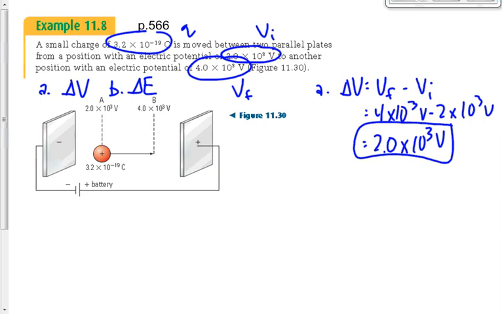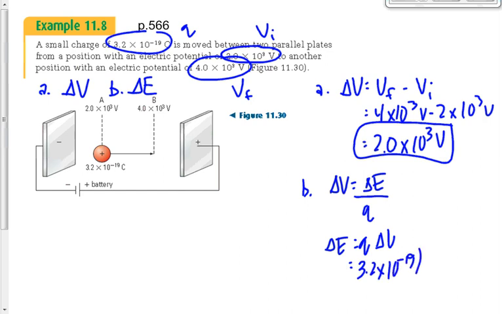Now we want to find potential energy change. Let's say now delta V is equal to delta E over Q. Let's use my other equation, but let's rearrange it. I get delta E is equal to Q times delta V. Q is 3.2 times 10 to the minus 19 coulombs times the potential difference of 2 times 10 to the 3 volts. Not 4 times 10 to the 3 because that's that value right there. It's 2 times 10 to the 3 because that's my difference.